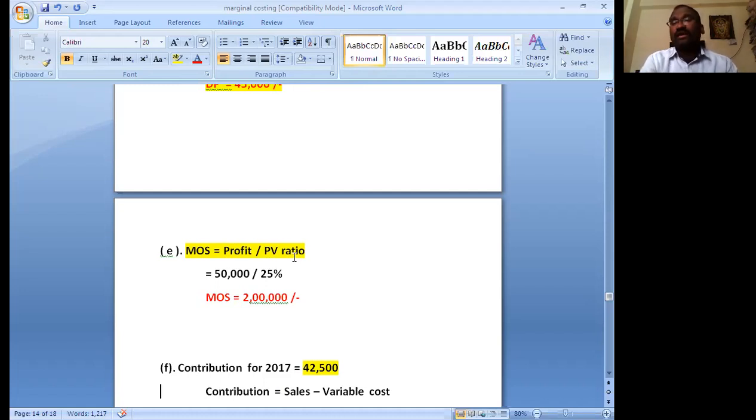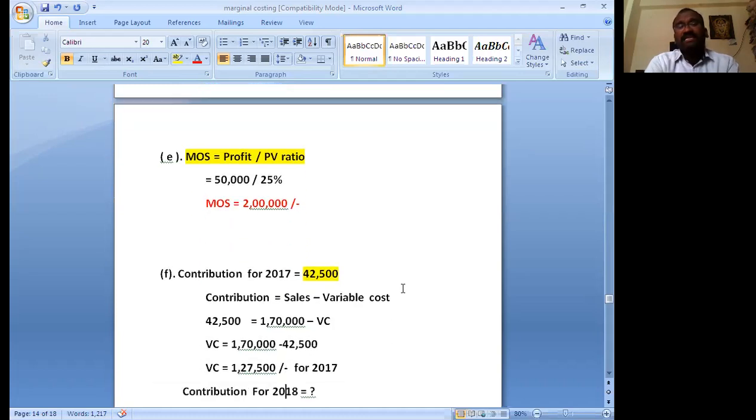If your profit is not given and he is simply asking for the margin of safety, then you use the formula actual sales minus BEP. Here profit is given, that's why I am using profit divided by PV ratio. How much profit is given? 50,000 is given. 50,000 divided by 25%. Now you are getting the margin of safety of 2 lakhs. 2 lakhs is the margin of safety.